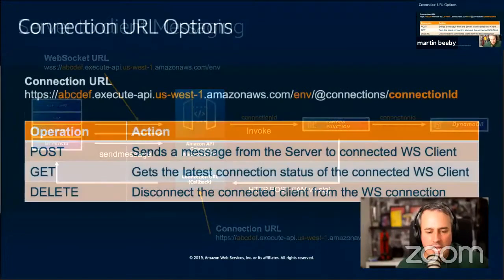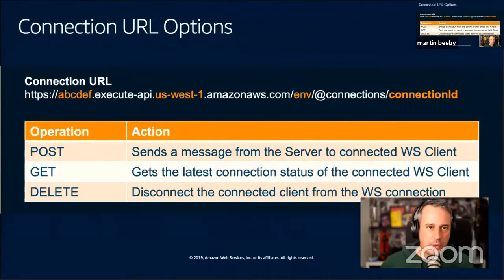The connection URL has some features to it. So it's RESTful, so we can post to it and send a message. If we call the URL and do a GET with the connection ID, it will tell us what the status of that connection is. And if we call delete, then it will say, all right, I'll disconnect that client from your WebSocket service. So it's got 3 different options that we can send.